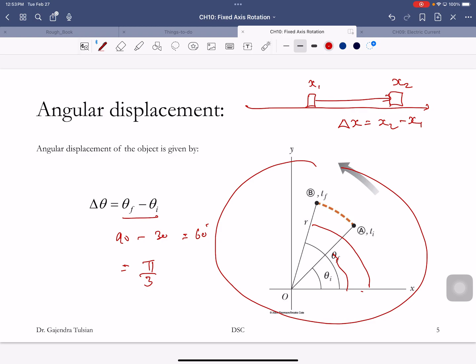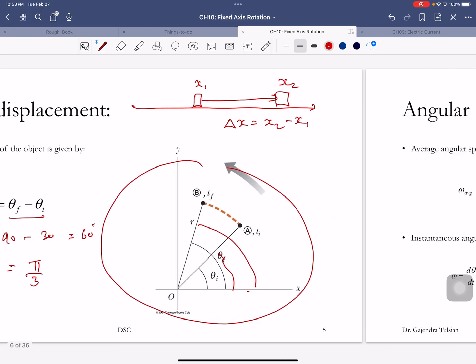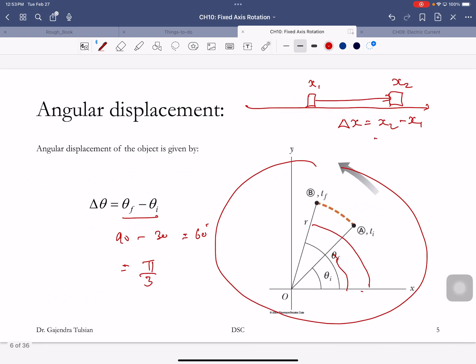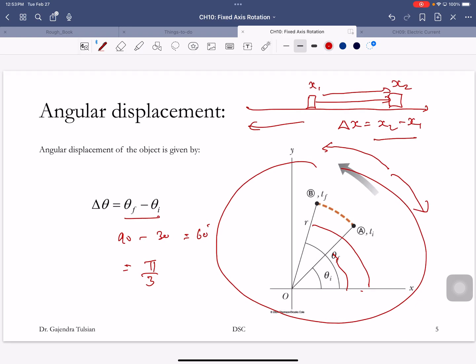What if the angular displacement was minus pi by 3 radians? Which way did it rotate? Clockwise. So if the displacement is plus 5 meters, it went to the right, and if the displacement is minus 5 meters, it went to the left. If the angular displacement is positive, it rotated counterclockwise, and if it's negative, then it rotated clockwise.